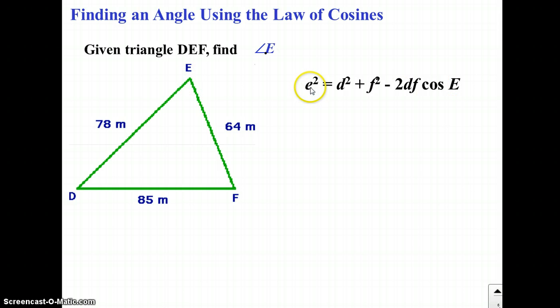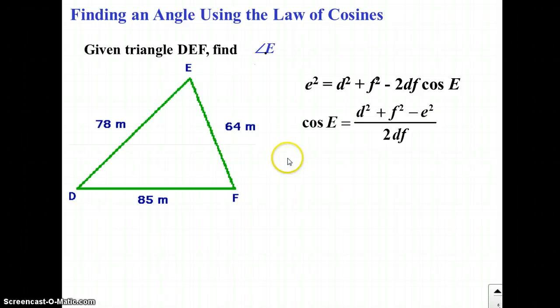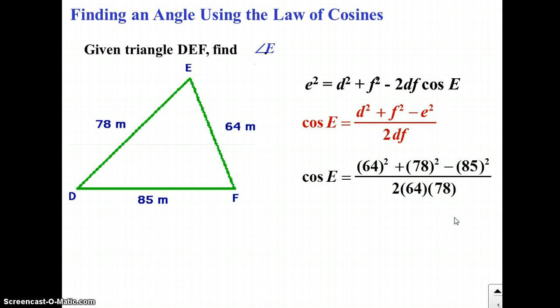That cosine law is the same, it doesn't matter what our triangle is labeled as. I'm looking for angle E, so I want to make e squared all by itself on the left side. Again, I rearrange this equation to solve for the cosine of E. There we go. Now I just have to plug in the known sides. So little e is 85, little d is 64, and little f is 78. So we substitute in this equation, do a little calculator work. Again, the right side will give me a decimal value. I'll go second function cosine of that decimal value, and I get angle E is approximately 73 degrees.